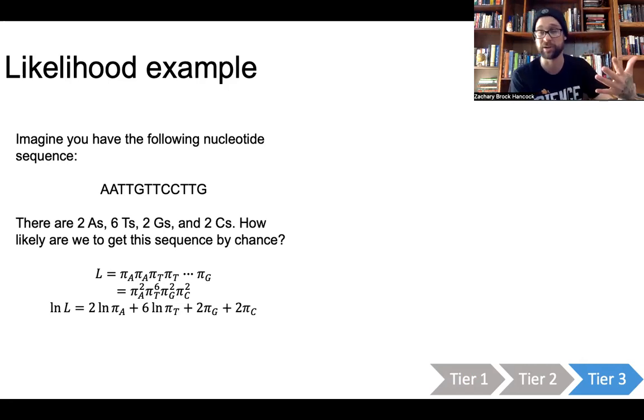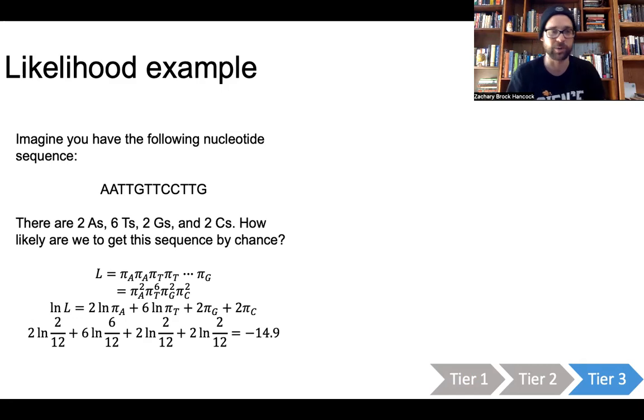If we remember how we take log likelihoods, we just take the natural log of our entire expression. So if we take the natural log of L, we take the natural log of pi sub A squared, which the way you do this is you just move the exponent to the front, then you take the natural log of the frequency. For the next one, we move the exponent to the front, take the natural log of the frequency, right? And we do that all the way across. Then we can plug in our numbers. So we have 2 natural log 2 over 12 plus 6 natural log 6 over 12, etc. And that gives us a log likelihood for this sequence of negative 14.9.